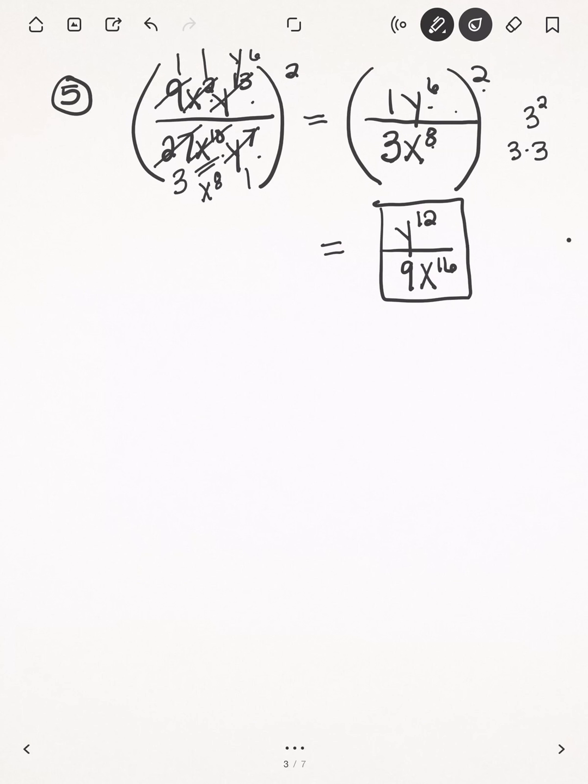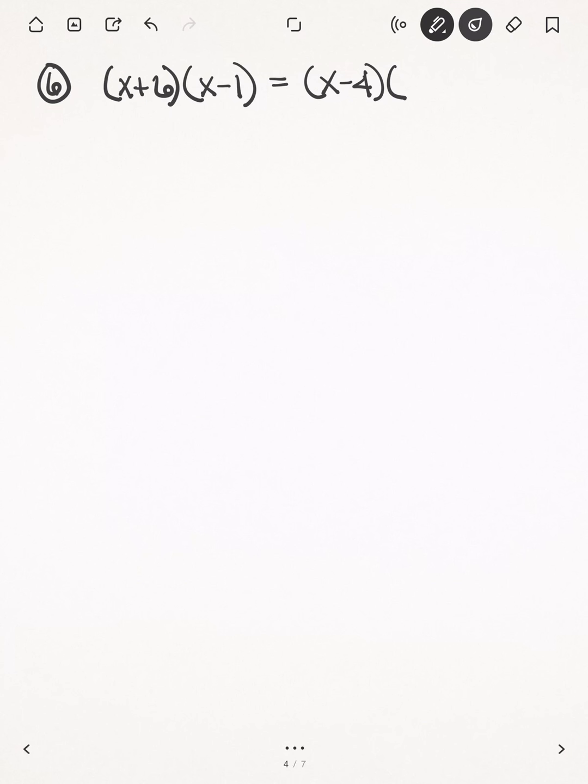Okay, I'm going to go ahead and turn the page. Number 6. I want you to solve this equation for x. So I have x plus 6 in parentheses times x minus 1 is equal to x minus 4 in parentheses times x plus 5. Notice I have two binomials multiplied together on both sides. My goal is to find out what x equals. So I need to get rid of the parentheses, and then I'm going to solve for x.